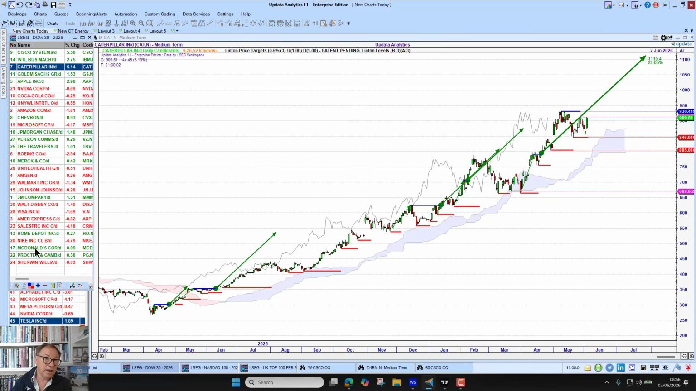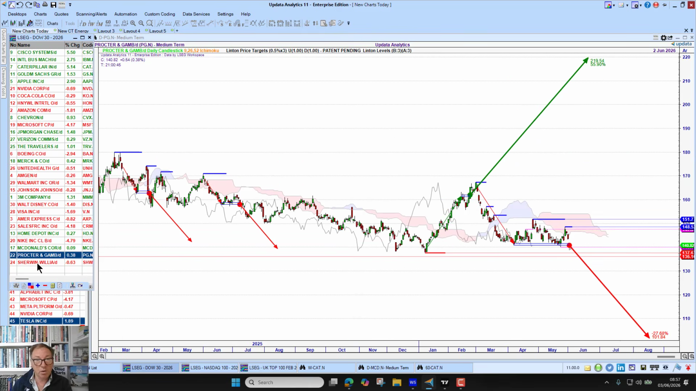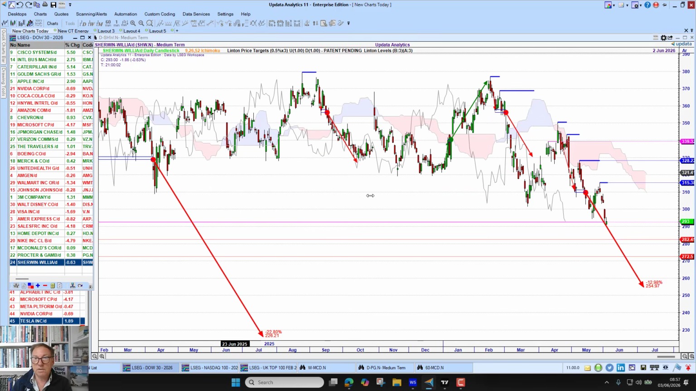And then the 3 laggards that have got -6s: McDonald's, downside target; Procter & Gamble, and we know that it's bearish on all 3 charts, new downside target below the cloud; and again Sherwin-Williams, that's also bearish. So that's how we find the worst performers.